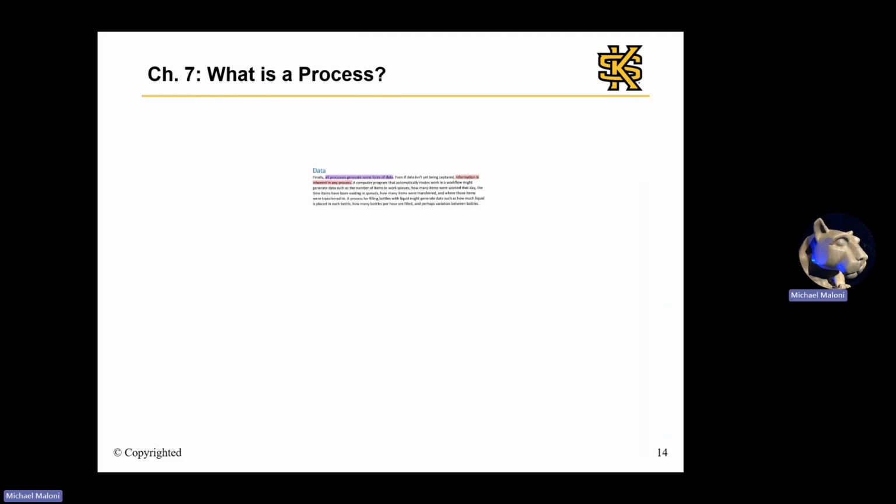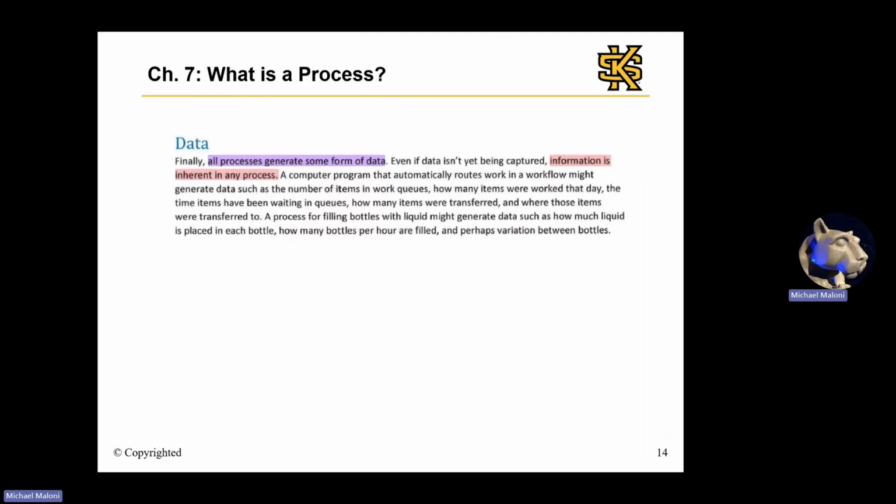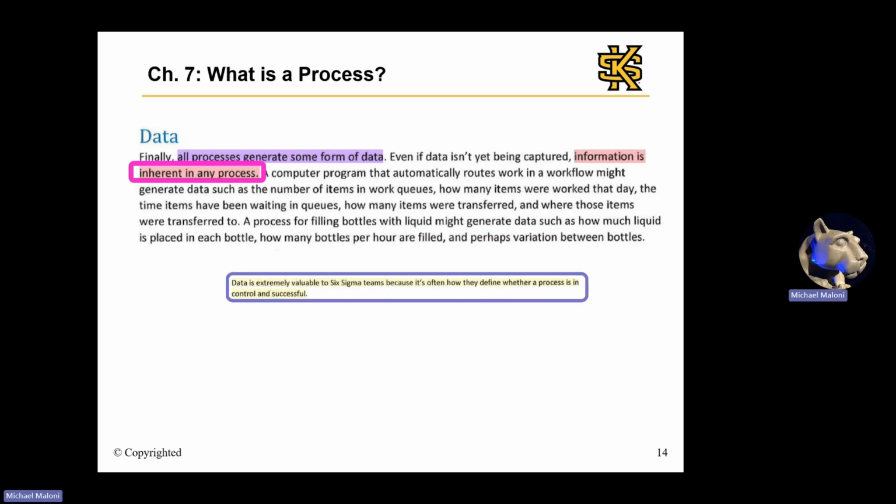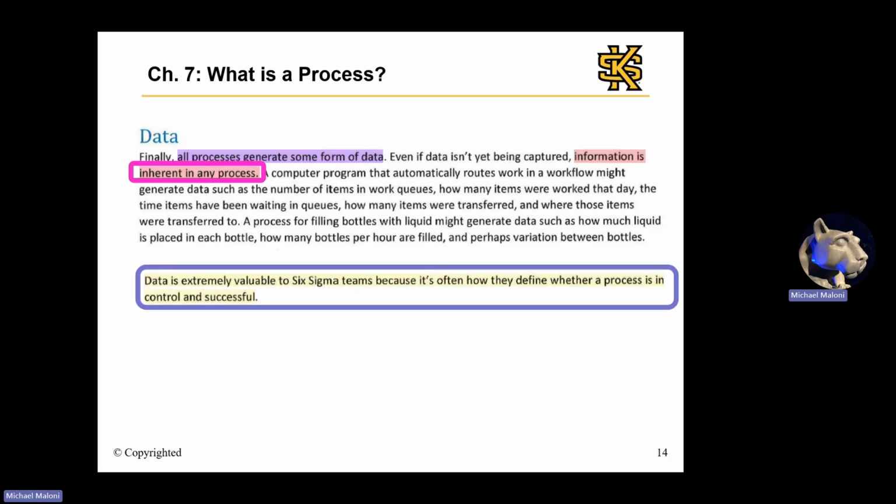The next topic in the chapter is data. As the text says, data is inherent to any process. So all processes generate some form of data, or at least they should. For Six Sigma, data will determine how well a process is running, including the impact of the improvements that we'll make. So this includes the measure part of DMAIC, but also hits analyze, improve, and control.